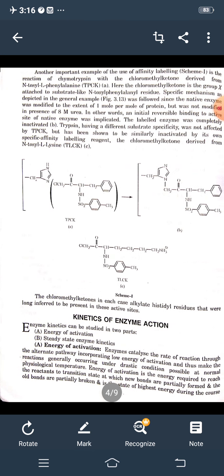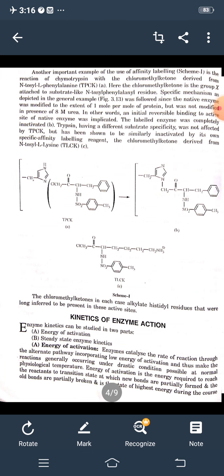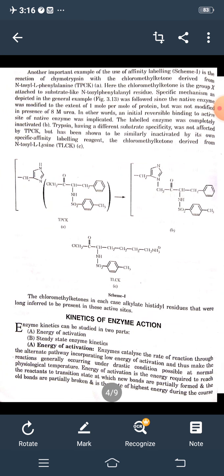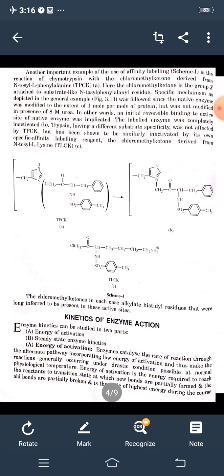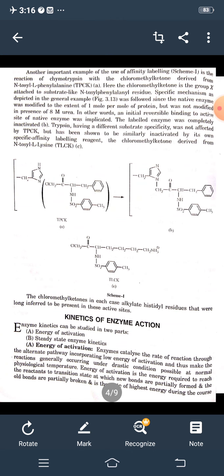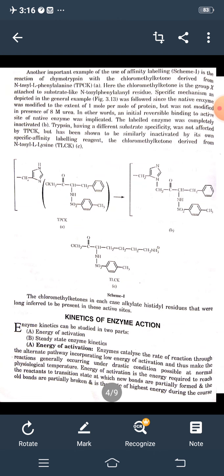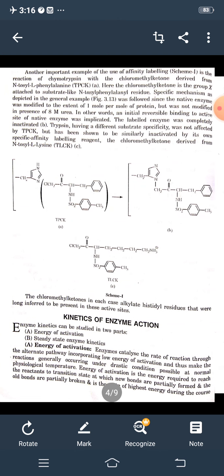So now we can discuss the kinetics of enzyme action. Enzyme kinetics can be stated in two parts. Number 1, energy of activation, and number 2, steady state enzyme kinetics. So we can discuss what is energy of activation.